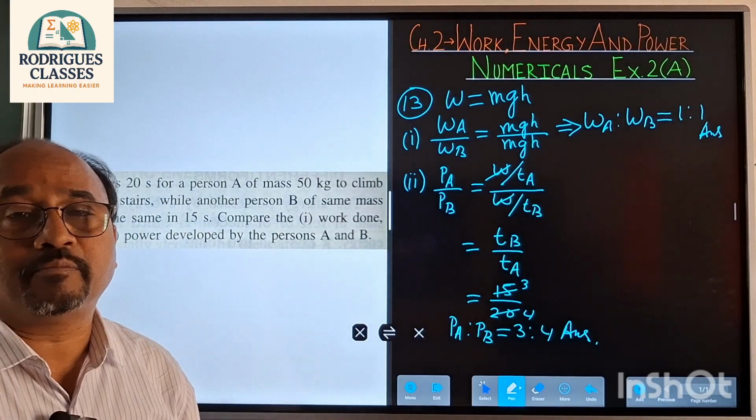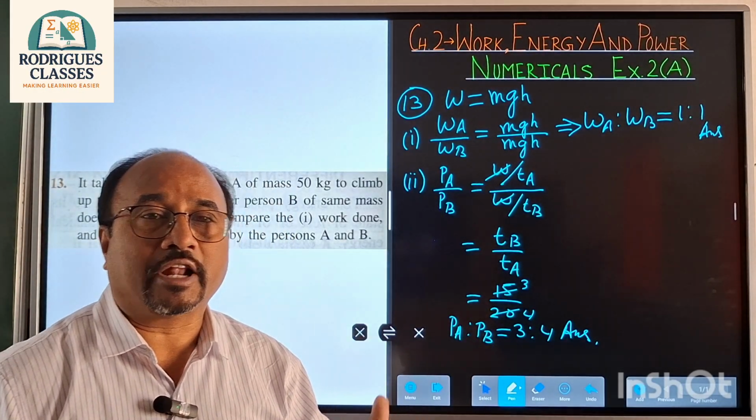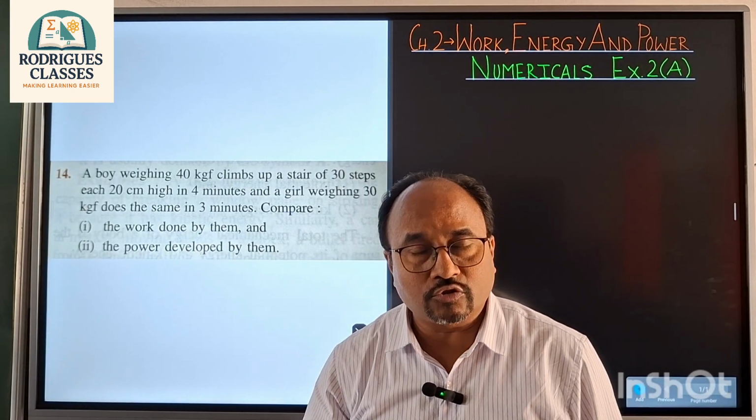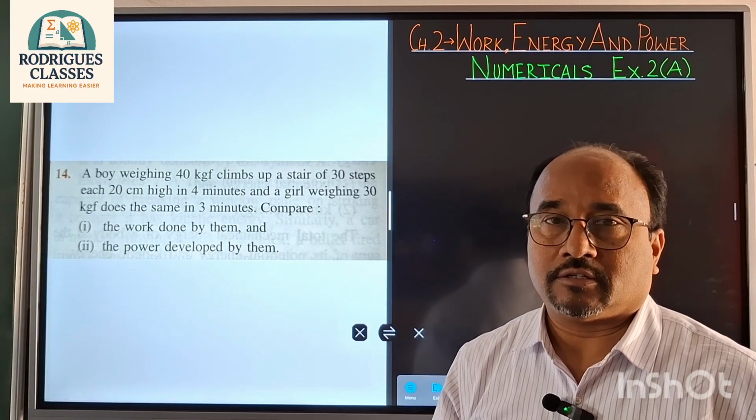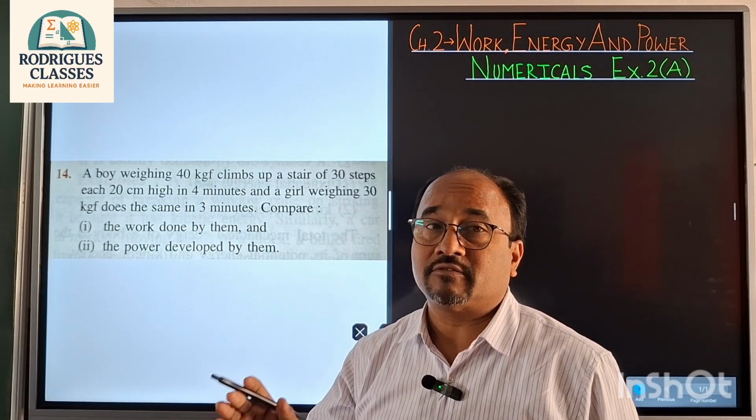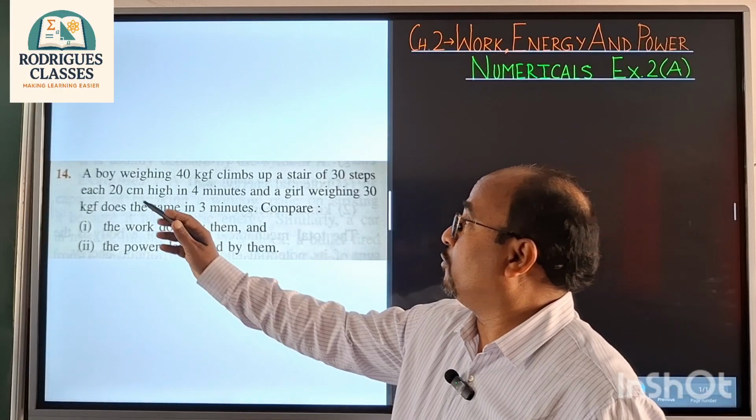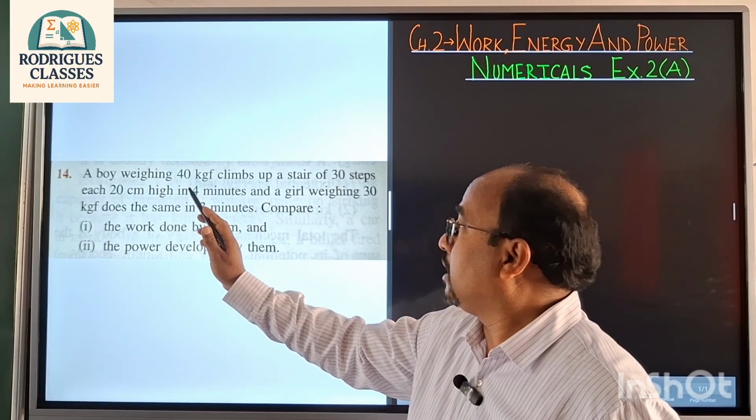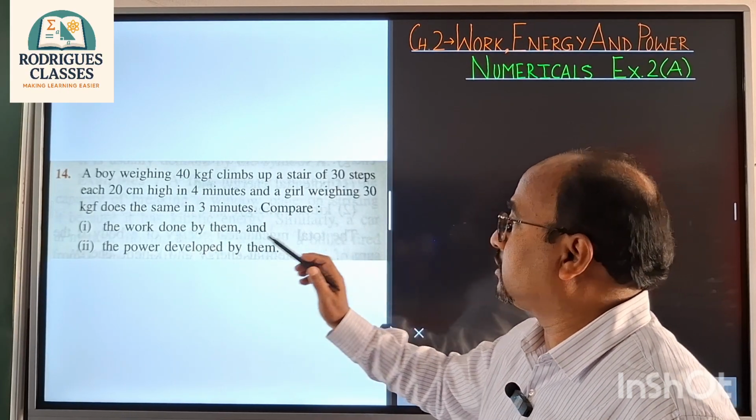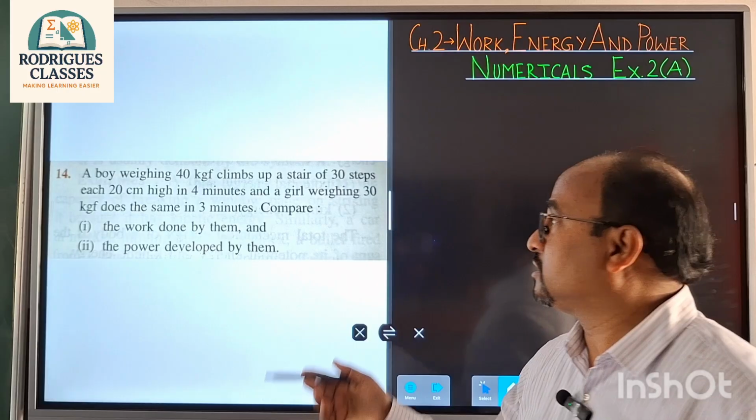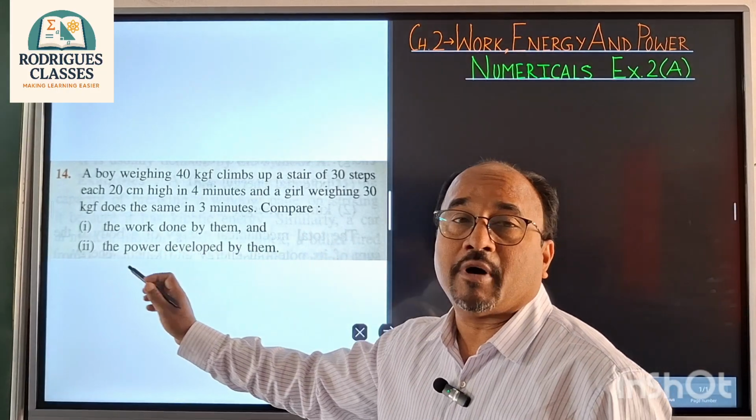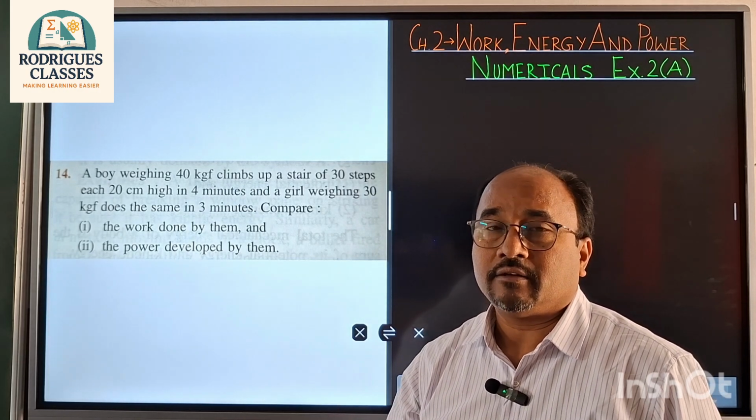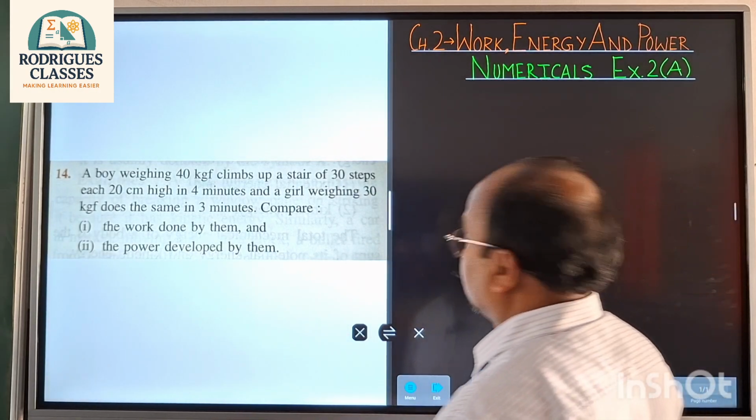Do remember, again I repeat, if comparison is asked, leave your answer in terms of ratio. So let us now come to numerical 14, which is also based on comparison. So we will be finding the ratio and keeping the answer in ratio. Let us see: a boy weighing 40 kgf climbs up a stair of 30 steps, each 20 centimeter high, in 4 minutes, and a girl weighing 30 kgf does the same in 3 minutes. We have to compare the work done by them and the power developed by them. So we have to relate their work done and their power. So let us see the working of it.